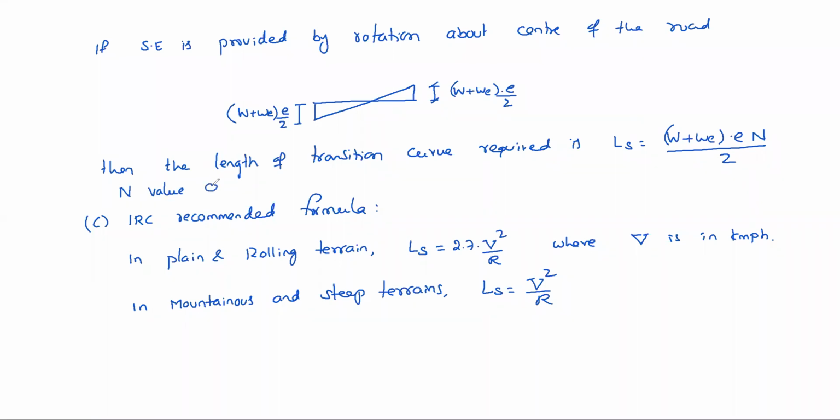N value can be assumed in between 120 to 150. Based on practical conditions, you can go for 120 to 150 as the recommended value. Okay. So let us work out some problems.